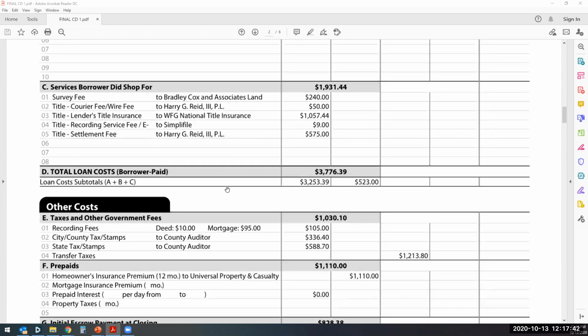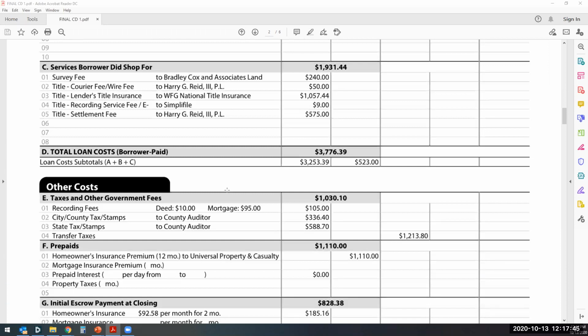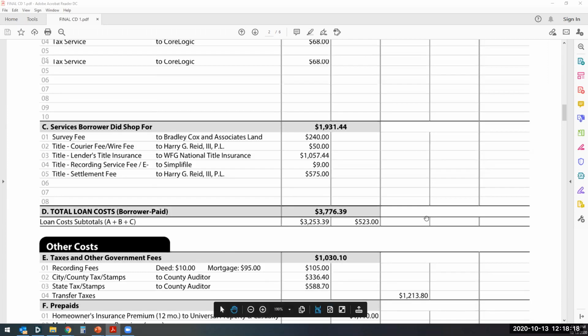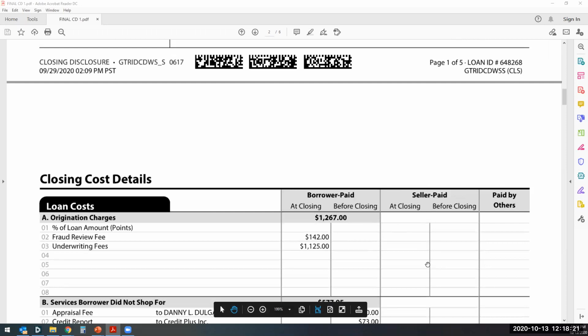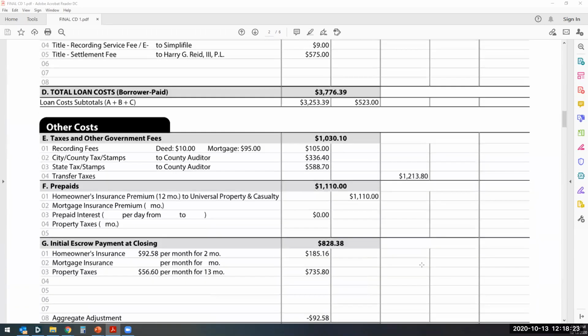Okay, so other costs, taxes and government fees. This is what the government charges to do all the recording and the stamps and the transfer taxes and all that. Just keep in mind, in almost all transactions the transfer taxes are paid by the seller. That's what we call the doc stamps on the deed. Most of the times we disclose the transfer taxes on the buyer's side, but we have to take it out at the end on the closing disclosure. It has to go. That's why you can see here how the 1213 is actually on the seller side, seller paid.